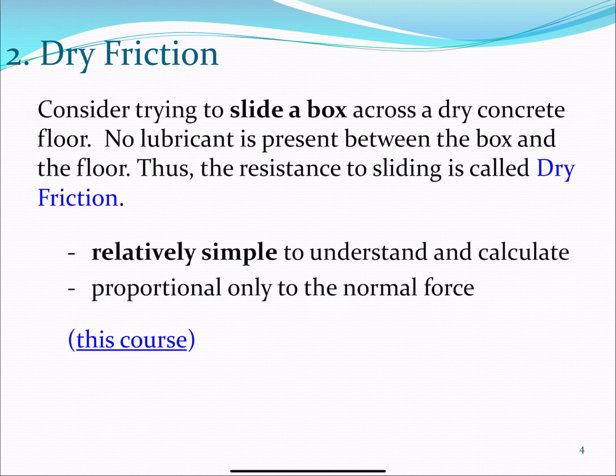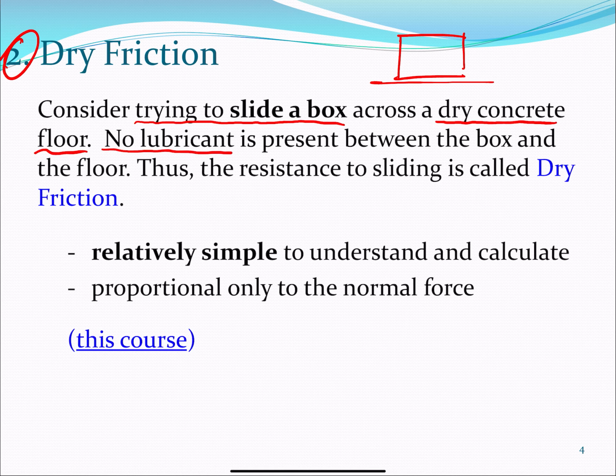Dry friction, number two, that's the one that we want. That's the one that we will be investigating here. And it is exactly what we were trying to envision at the beginning: you or us trying to slide a box over a surface. Here they suggest a dry concrete floor. There is no lubricant, so it's dry surfaces. Dry surfaces means dry friction.